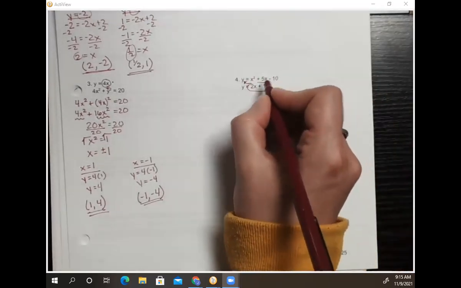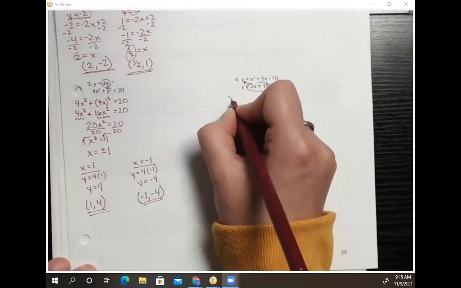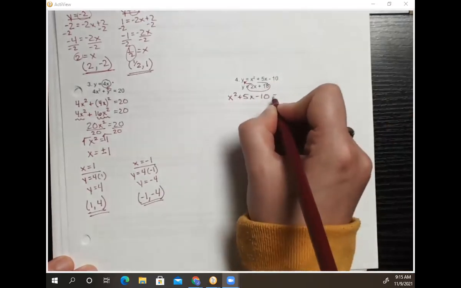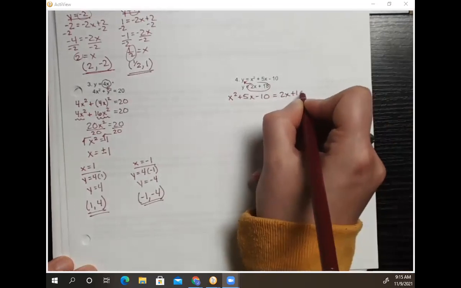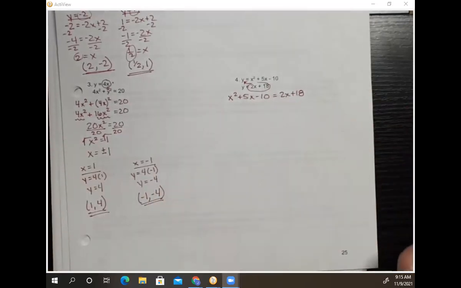If you think about plugging this in for the y here, that's fine too. You're going to get the same thing either way. So we'll get x squared plus 5x minus 10 equals 2x plus 18. If you have the sides swapped, that's fine. And then since I have x squared and x terms, I'm going to move everything to the same side.